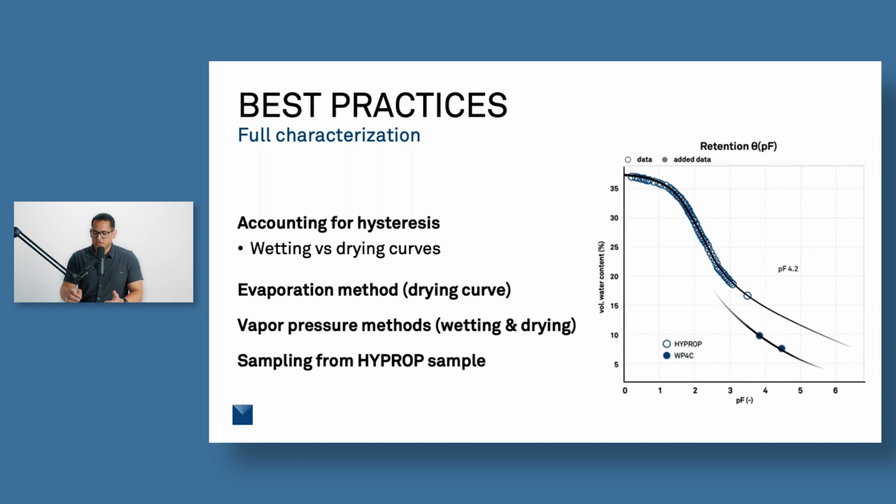One of the approaches that we take when trying to combine those two is to ensure that measurements from both are on the same drying curve. And one of the best ways to do that, especially when combining measurements from the HYPROP and the WP4C, is to directly sample from the HYPROP at the end of the measurement. And so we'll show what that looks like.